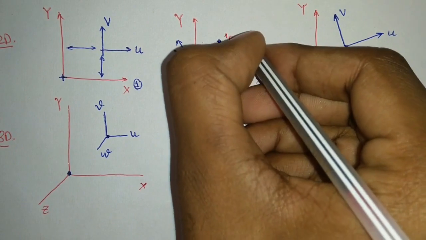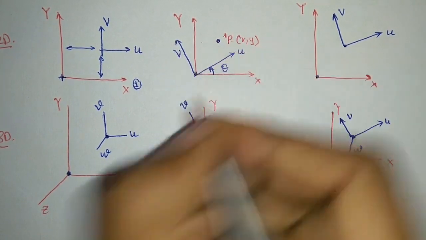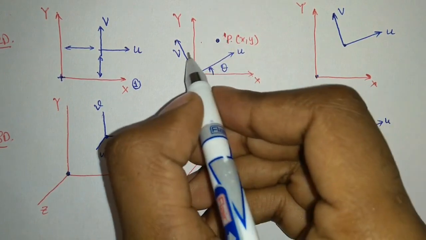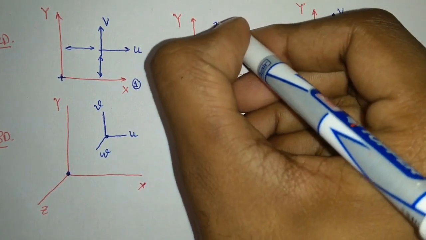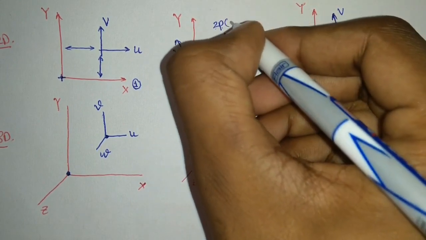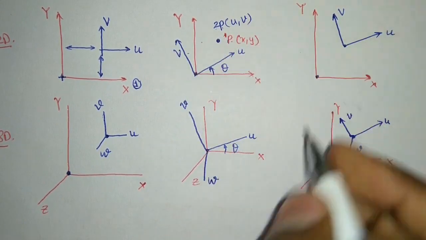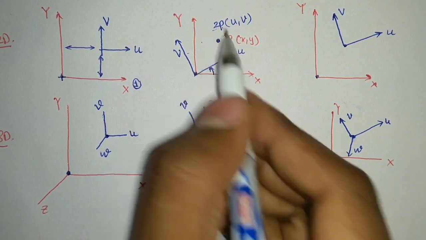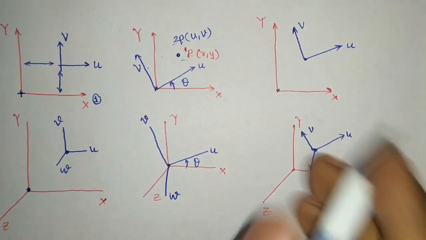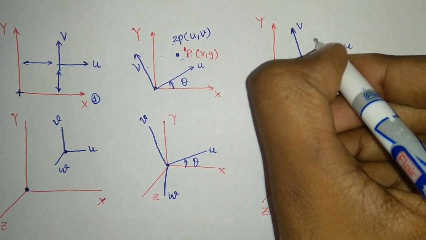Okay. So 1p will be having x comma y coordinates. When I see the same point with respect to v and u, I will call it as 2p. 2p means point P with respect to frame 2, and it will be having the coordinates u comma v. Now what will be the correlation between 2p and 1p?